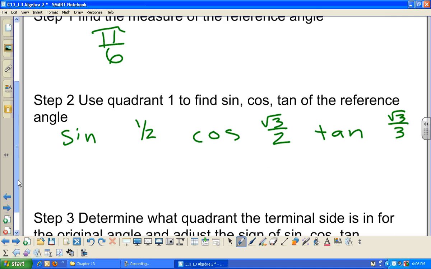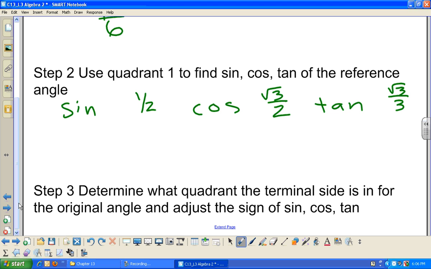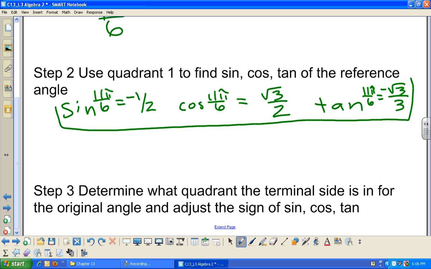So when I adjust my answers here, sine of 11 pi over 6 will equal a negative 1/2. Cosine of 11 pi over 6 would equal a positive square root 3 over 2. And tangent of 11 pi over 6 will be a negative square root 3 over 3. That's how I find my sine, cosine, tangent using my reference angle.